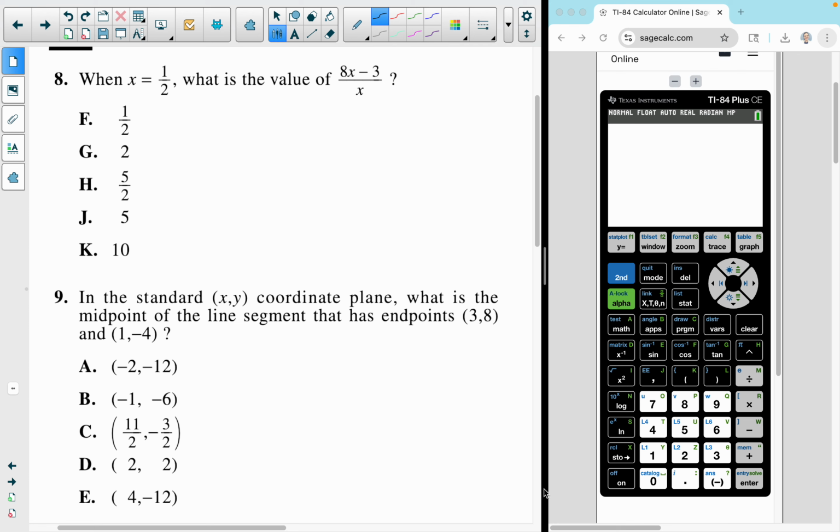x is equal to 1/2. What is the value of 8x minus 3 over x? So because I know what the x value is, I'm going to store this in for x. I'm going to take my 1/2 and store it in for x.